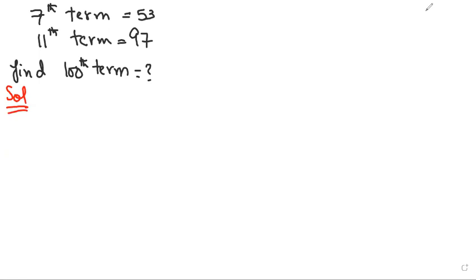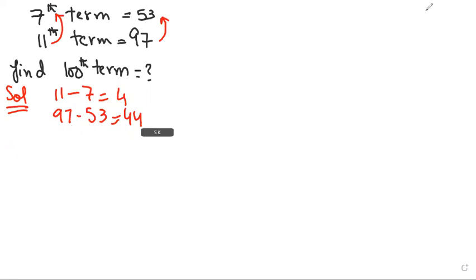So in this scenario, when we don't have our initial term or the difference between the two numbers in the series, what we have to do is simply use our term numbers as well as the terms. Here I have the 11th as well as my 7th terms. I'm going to subtract 7 from 11, which gives me 4, and similarly for the numbers, 97 and 53. If I subtract 53 from 97, I will get 44. Now I'm going to simply divide 44 by 4. I will get 11, which is my common difference now.